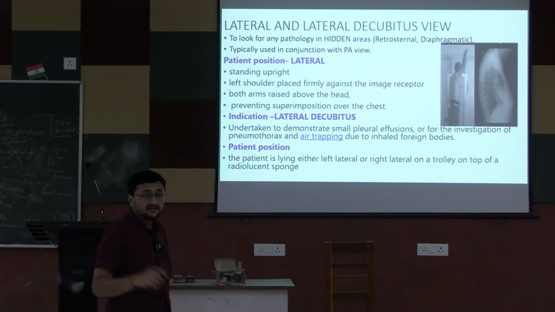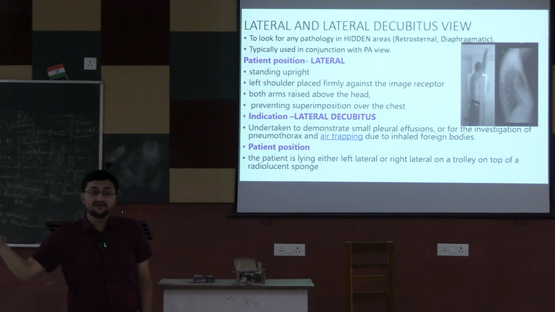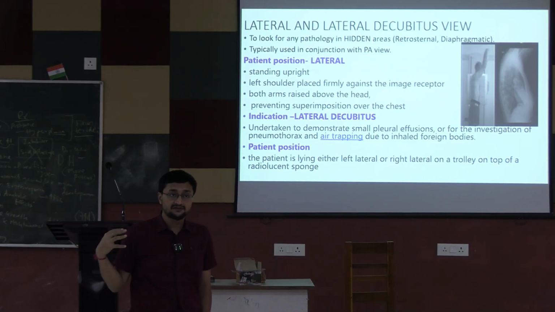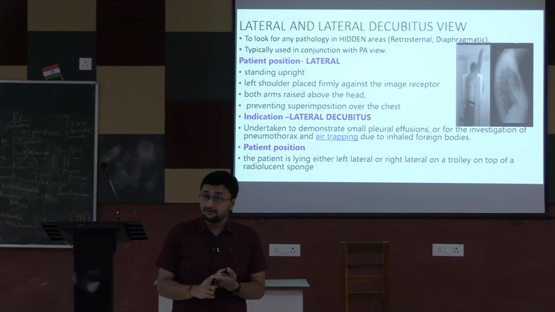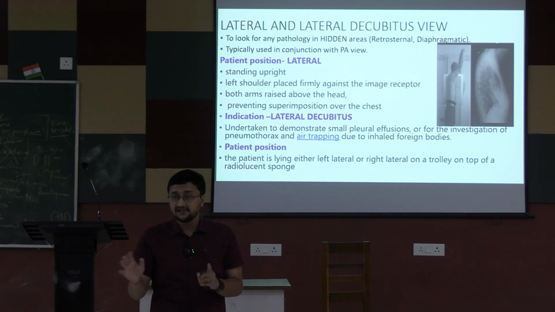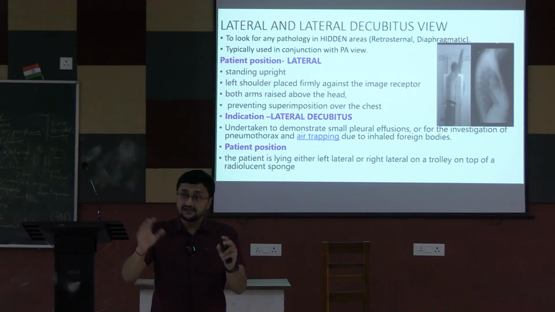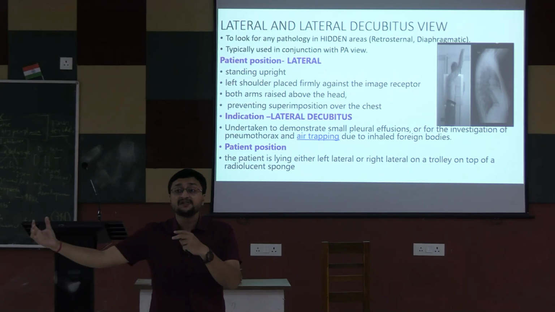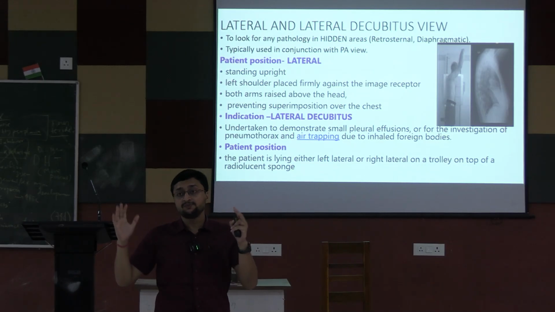Okay, next one is lateral and lateral decubitus. So lateral, that means the beam is coming from the lateral aspect of the chest, right? But mind it, in case of lateral view, the patient should be erect. The patient should be in standing position, not lying down, just like the PA view, right? So the only difference between the PA and lateral is that the beam is coming from the lateral aspect, right? And the hands should be raised.